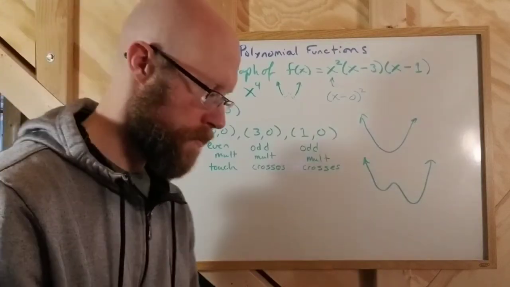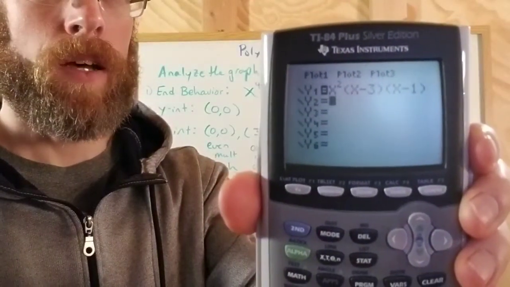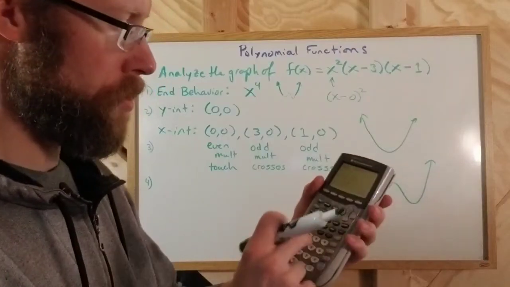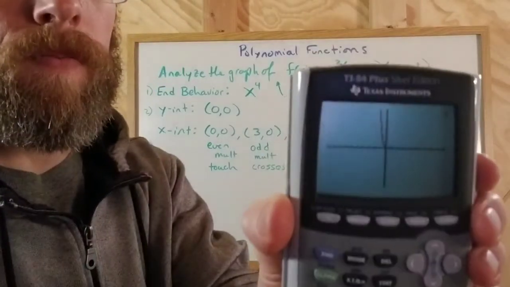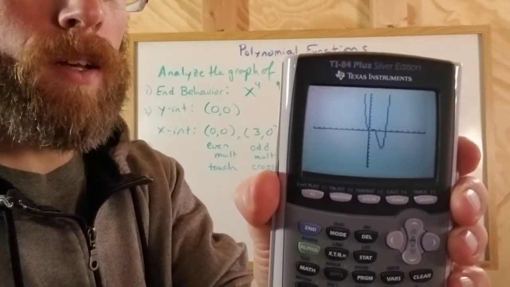You should be able to see that. Then I'm going to go to zoom, and then standard, which is the 6th one down. And there you can see what that graph looks like.